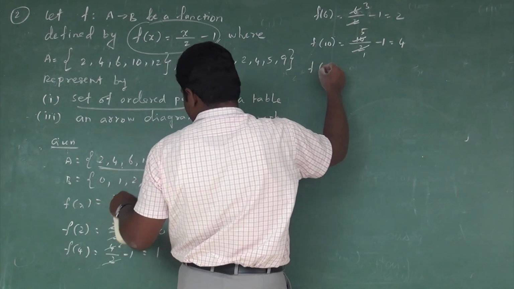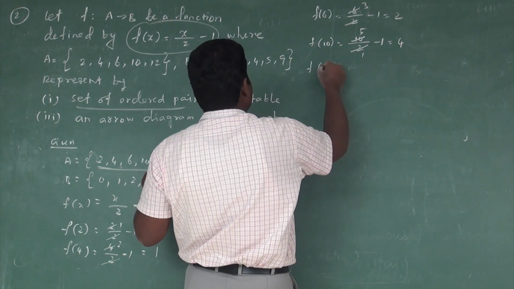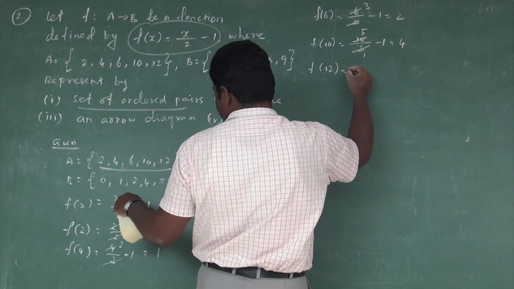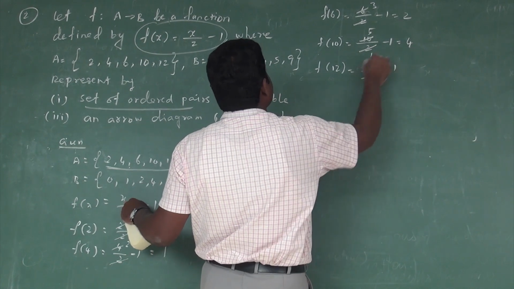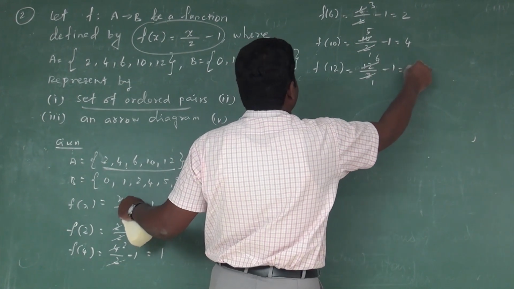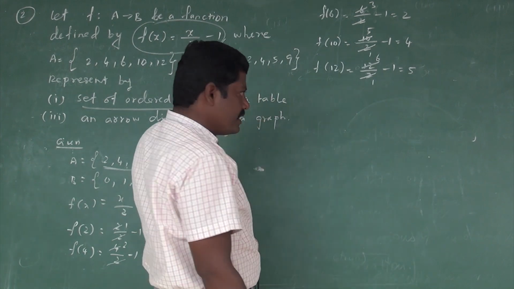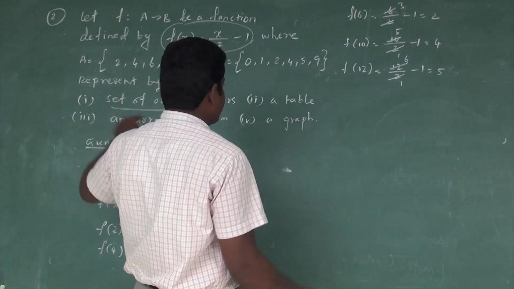Next you take f of x. X value is 12. So here x value, substitute 12 divided by 2 minus 1. So 1 2s are 2, 6 2s are 12, 6 minus 1, 5. These are the f of x values. So now we are going to answer the first question.